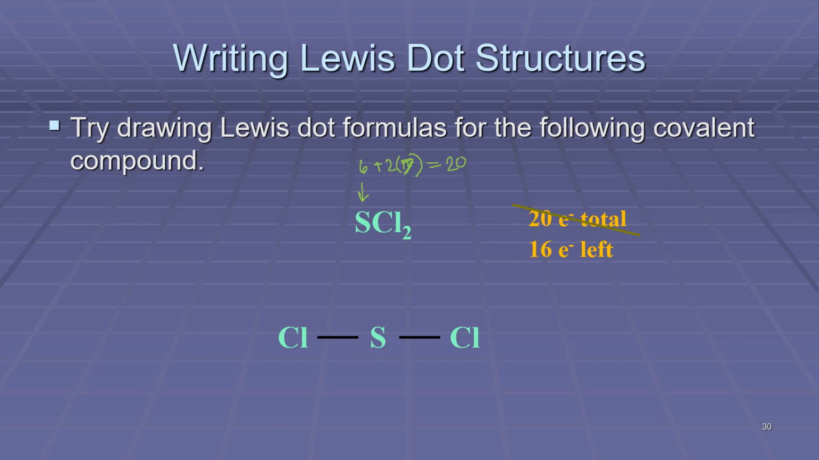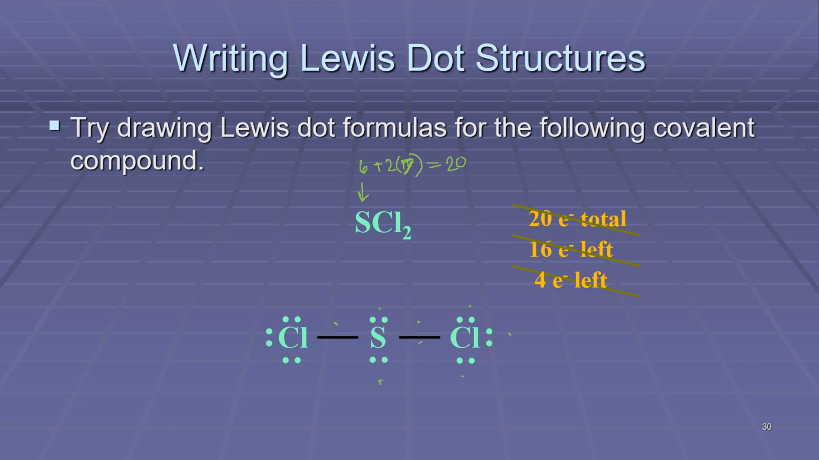The next thing we want to do is give the peripheral elements their 8 electrons. So 2, 4, 6, 8, 10, 12, we've used up 12 more electrons, and we have 4 left. The 4 go on the center atom. Now we have 0 left, and we go back and make sure they all have 8. Chlorine has 2, 4, 6, 8. Sulfur has 2, 4, 6, 8, and chlorine has 2, 4, 6, 8. So everybody's happy, and this is the Lewis dot structure for SCl2.